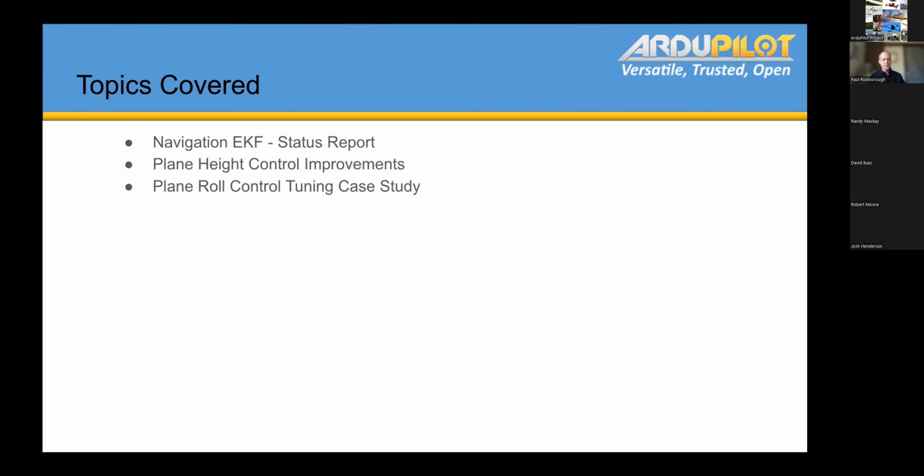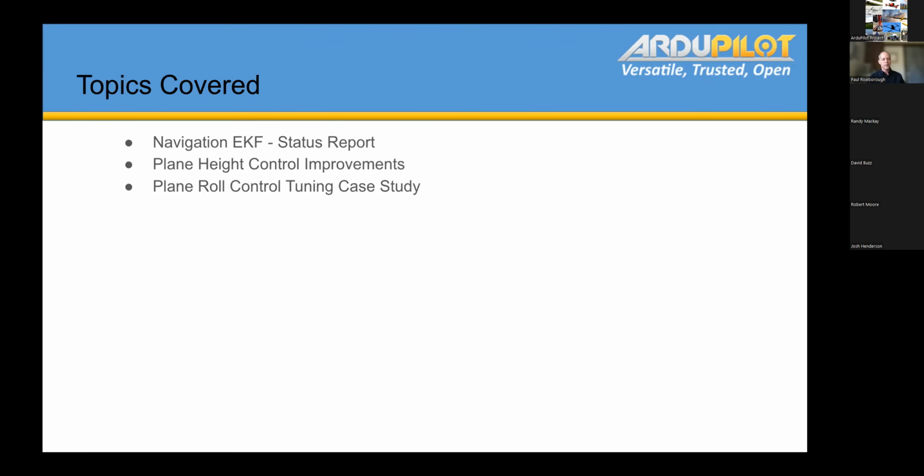Then the major topic, and what I wanted to spend the most time on, was to talk about some improvements to plane height control. I've got some ideas there, and I've been coding and testing a work in progress branch with some new concepts. I'm going to run you through those, the underlying theory, why I think these changes could be of benefit, and also go through some of the flight test results.